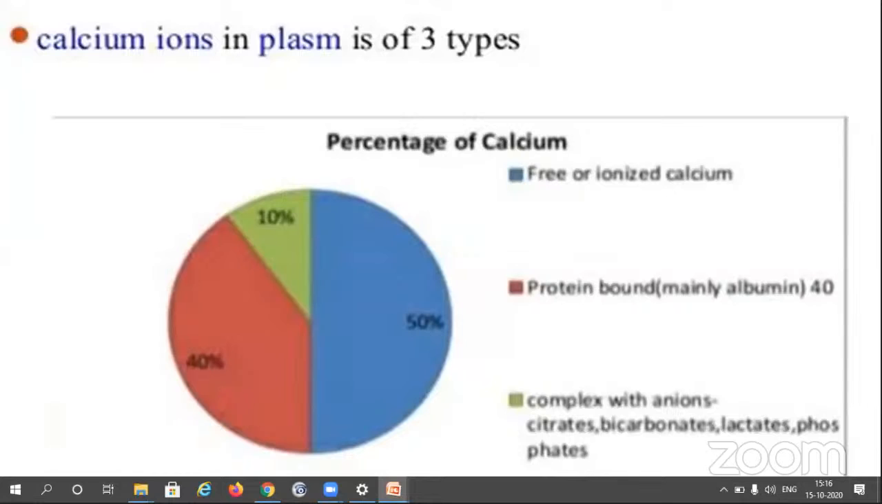Maximum is free, that is ionized form of calcium, about 50%. Then comes protein bound, about 40%. The main protein which binds is albumin. And about 10% is complexed with anions: citrate, bicarbonates, lactate, and phosphates.